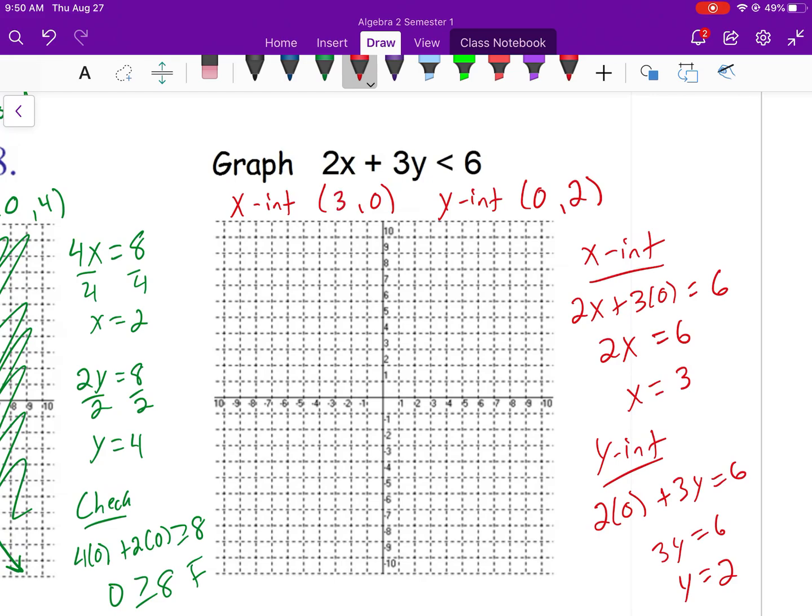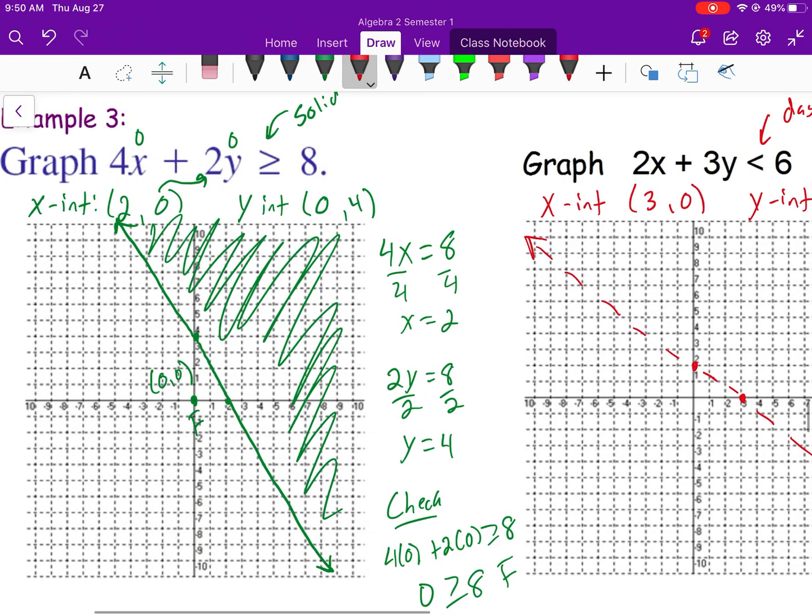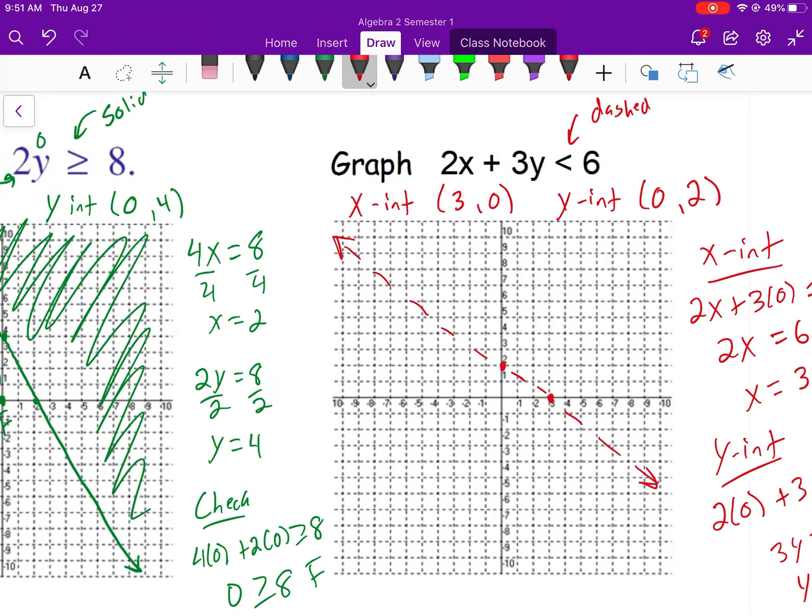So now we have our 2 points that we need, (3, 0) and (0, 2). And in this case, since it's just less than, we're going to have a dashed line going through those 2 points. And one thing too, make sure you get those arrows on there. Lines go on forever.